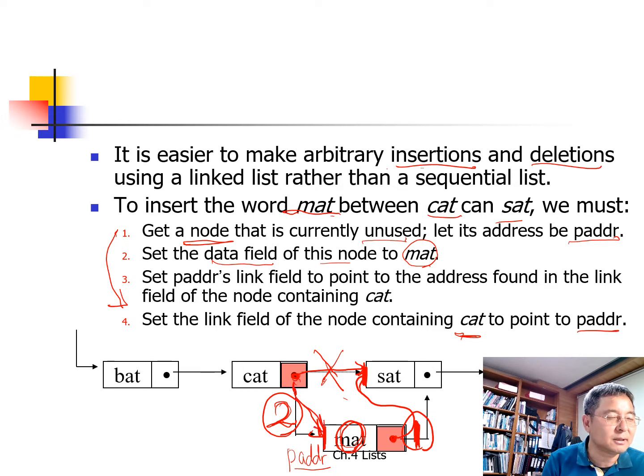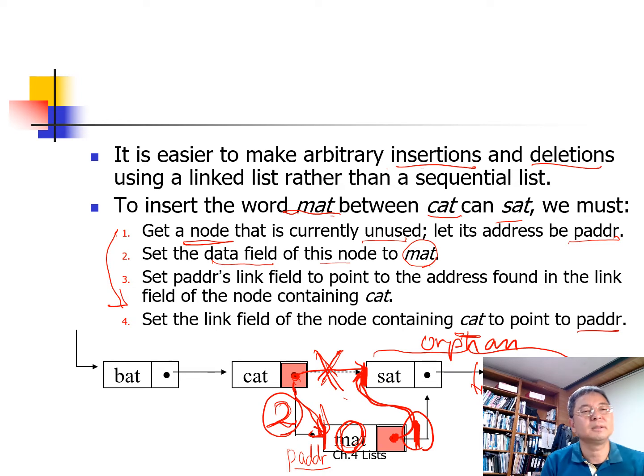Okay, so if we change the address of cat's link field to this one, then we do not know where is the next of this one, because we already lost this link field, and at that time all of the following data becomes orphans, or it is called dangled. So that means that it lost its parent. So orphan means that lost parent. Okay, so we must keep the sequence of the first one and the second one.